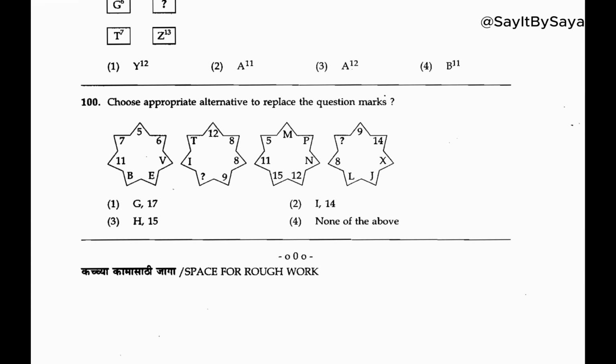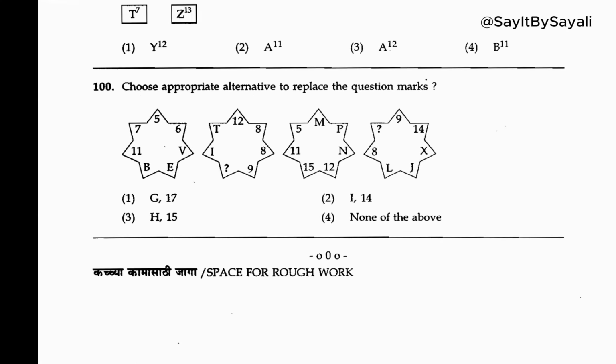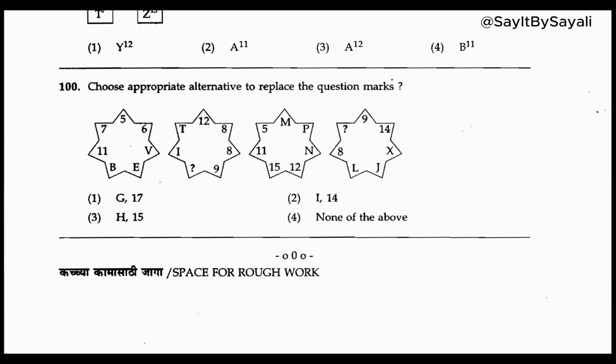And the last question of the question paper of MPSC Drug Inspector 2015. Choose the appropriate alternative to replace the question mark. Here these all are correlated. I will tell you the answer directly; you have to find out how the answer came and comment to me. So the correct answer is H and 15.